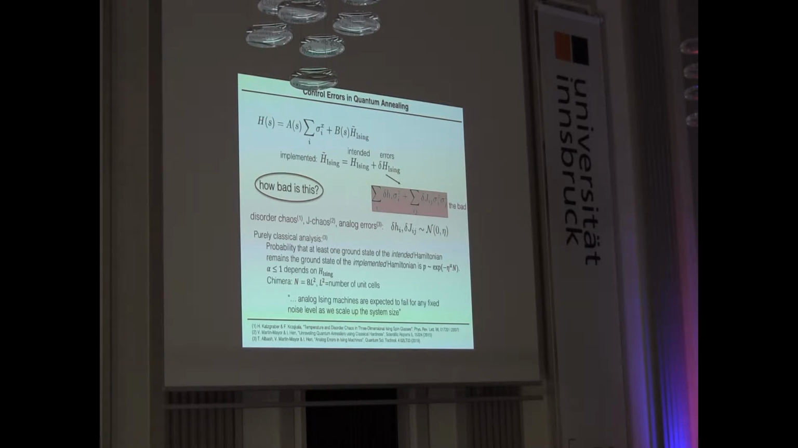The probability that at least one ground state of the intended Hamiltonian, the one you wish to solve, remains a ground state of the implemented Hamiltonian, the one you got, is exponentially small in the problem size and also in the standard deviation of the noise. Not quite, it's up to some power alpha, where alpha depends on the Ising model. So the probability you're going to get the right answer from the wrong Hamiltonian is exponentially small. For later, of course, for Chimera, N is 8 times L squared, where L squared is the number of unit cells.